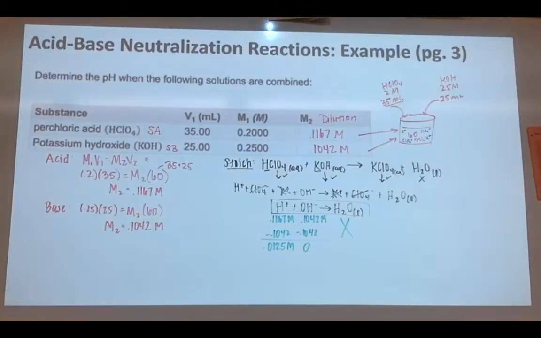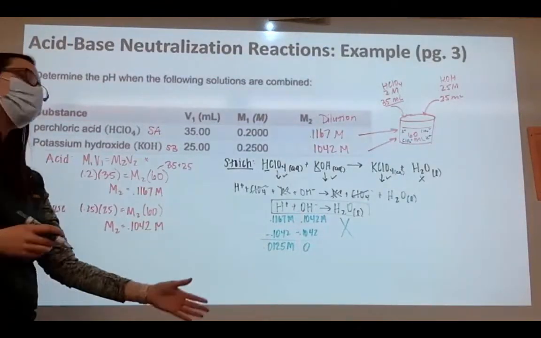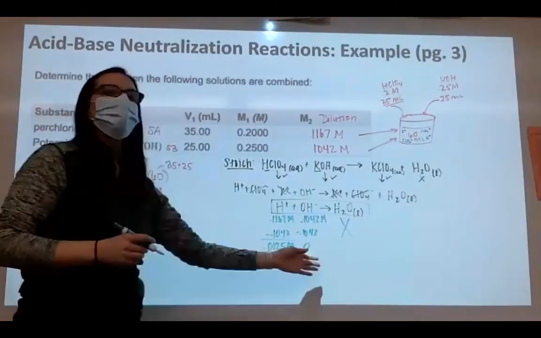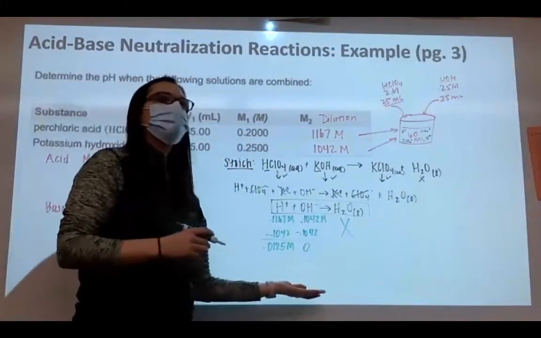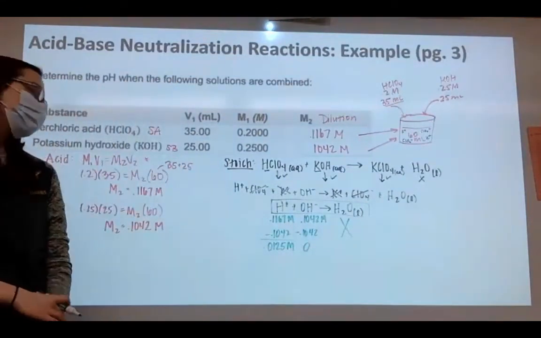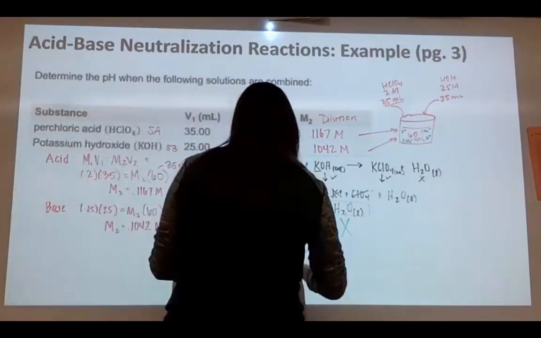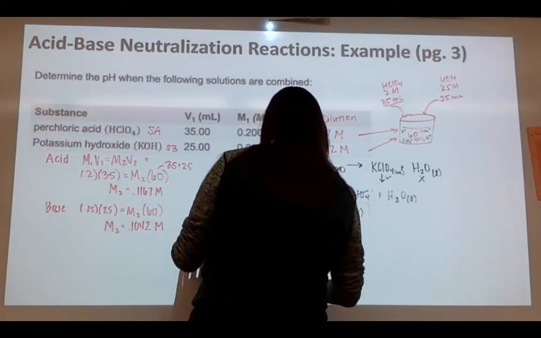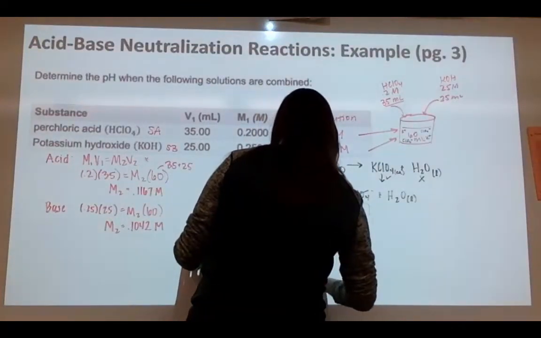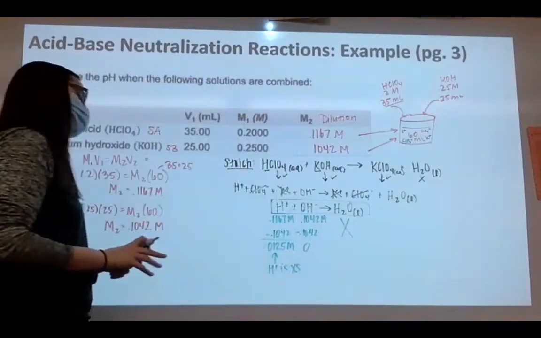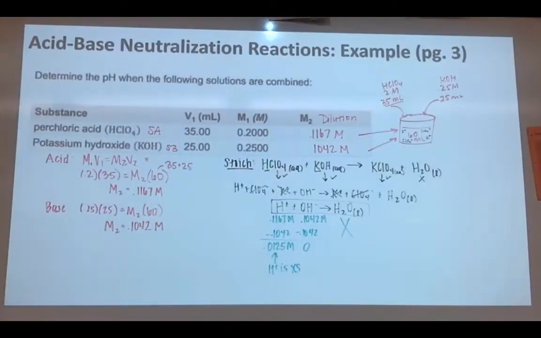So for strong acid and strong base neutralization reactions, the pH is based on what we have in excess. There's no equilibrium here. I don't have a strong acid or a weak acid or a weak base left over at the end. This is H plus. This is in excess. The H plus in excess is what determines our pH.